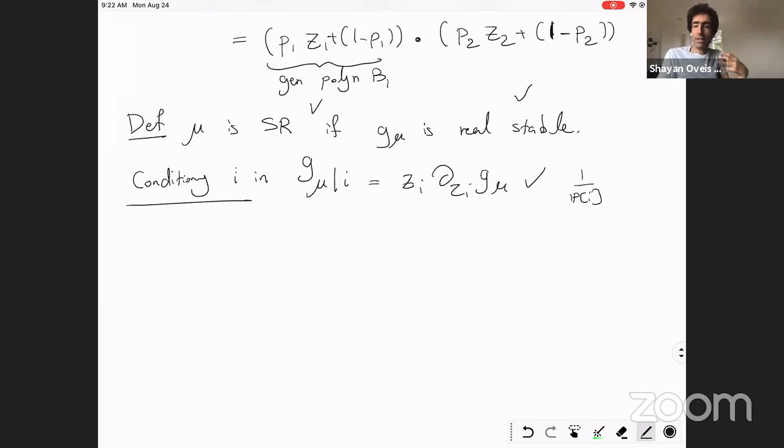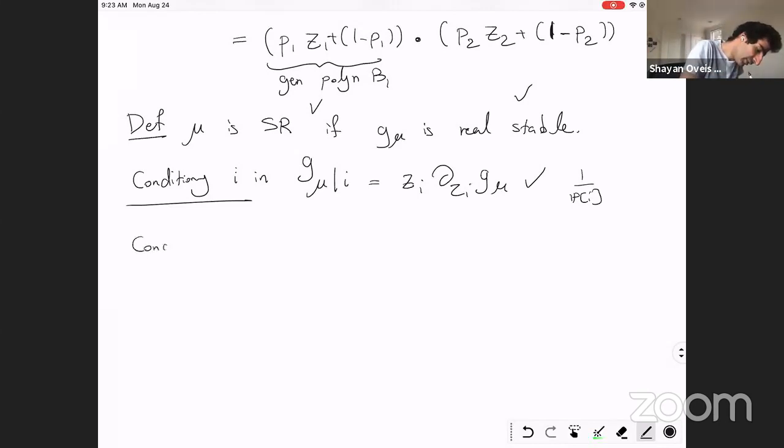But the thing is, scaling doesn't change the roots of a polynomial. If you multiply a polynomial by 10, 100, a million, the roots do not change. So it doesn't matter if you multiply the right-hand side by 1 over probability of I. That doesn't change the roots. So in other words, G of mu conditional I is still real stable, right?